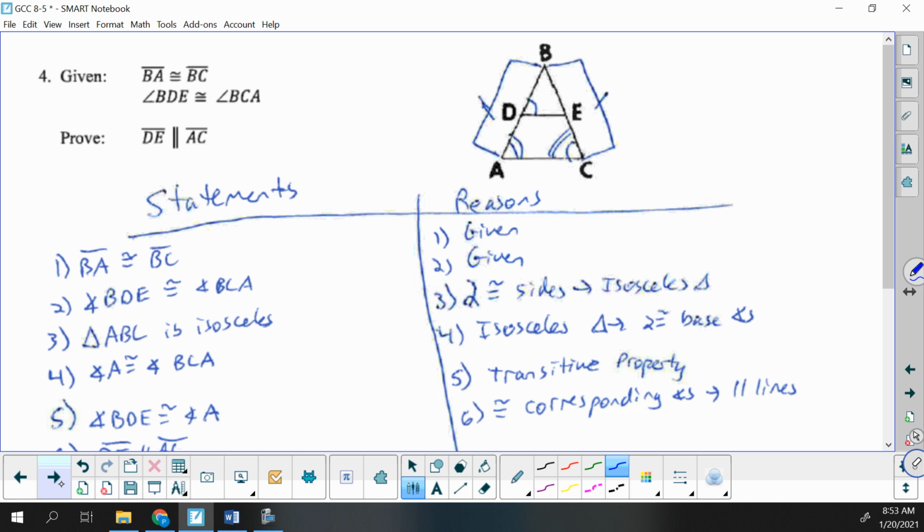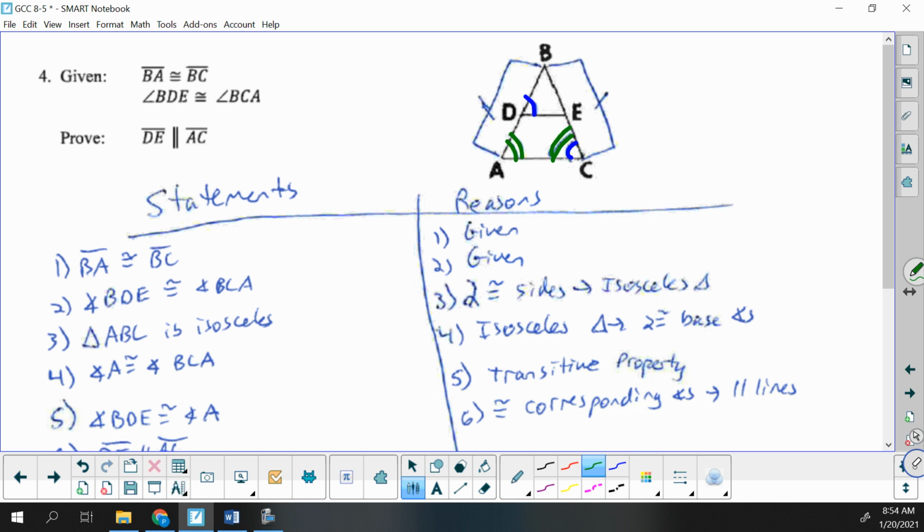Next one, we're given BA congruent to BC and angle BDE congruent to angle BCA. So those big sides allow us to say that the big triangle is isosceles. So triangle ABC is isosceles. And because it's isosceles, we can say isosceles triangle implies two congruent base angles to get those two congruent.